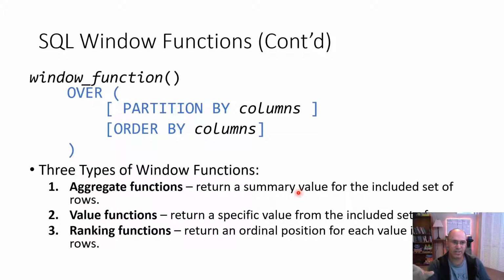Normally, the aggregate functions do not need to be ordered. It doesn't make sense because they're always going to return a summary, like give me a count over the partition. The value and ranking functions definitely need an ORDER BY, because the order in which the data appears in the partition will matter and will determine how those functions behave.